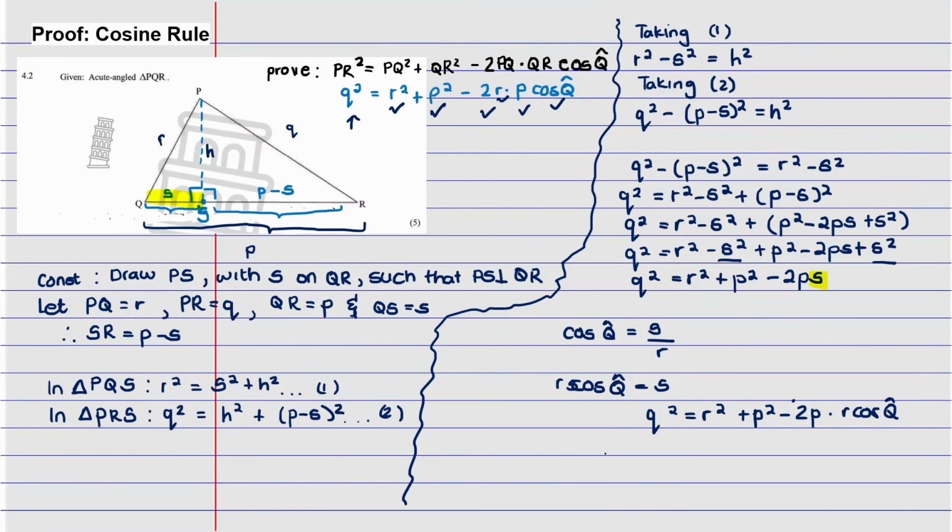So now, therefore, we have proven that PR squared is equals to PQ squared, right? Plus QR squared, then minus 2 PQ, then it's going to be QR, multiplied by QR, and this is going to be cos Q. So we have proven this. So that's how you would solve this question.